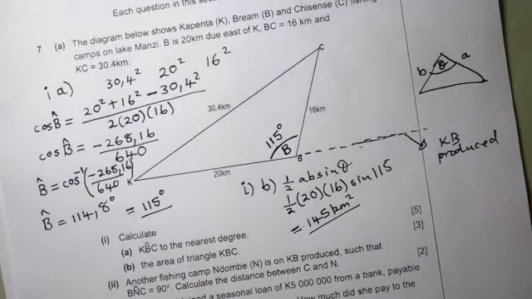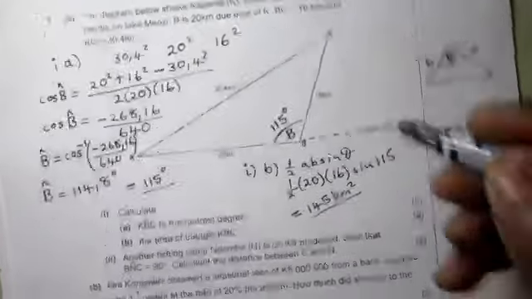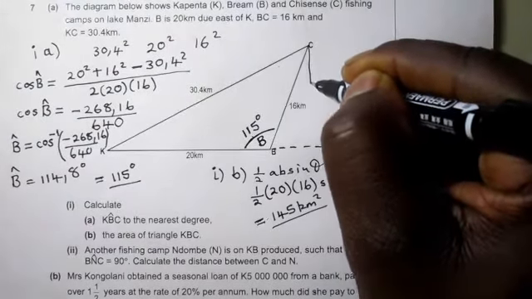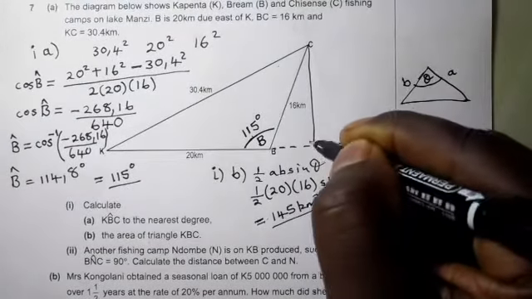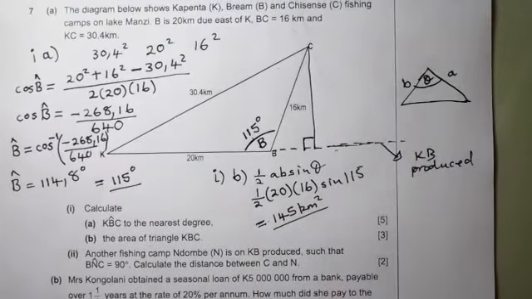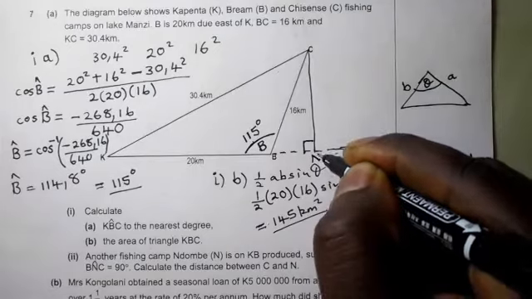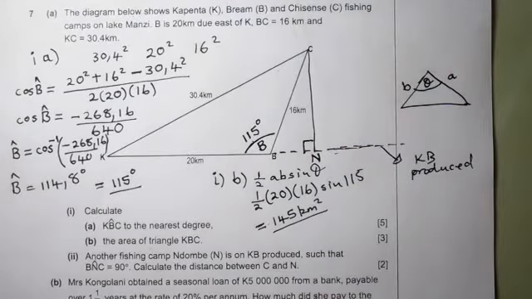So on that dotted line, which is the KB produced, lies another fishing camp which is denoted by capital letter N, in such a way that BNC is equal to 90 degrees. So it means that if I draw a vertical line from C, that line is going to form 90 degrees with this KB produced. At that point, we have capital letter N, which is another fishing camp. I hope you are following each and every stage, class.